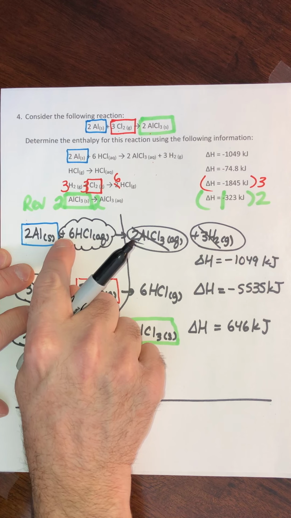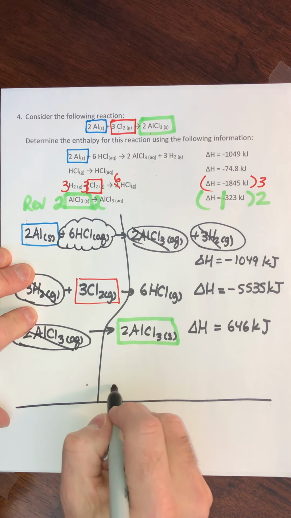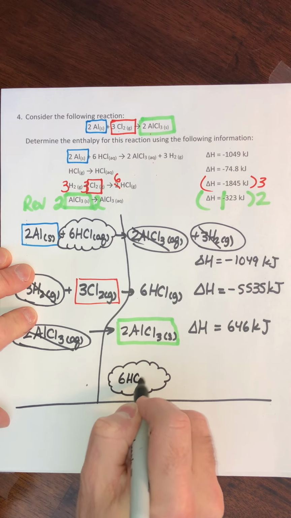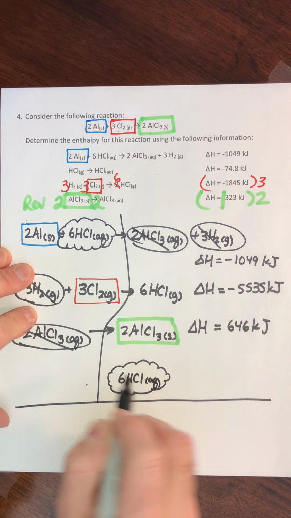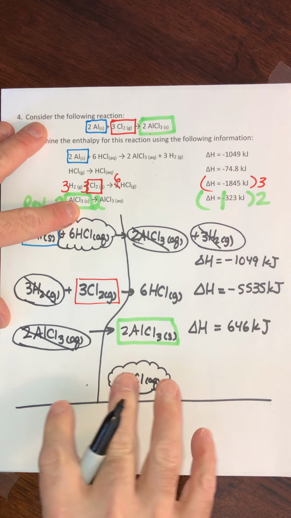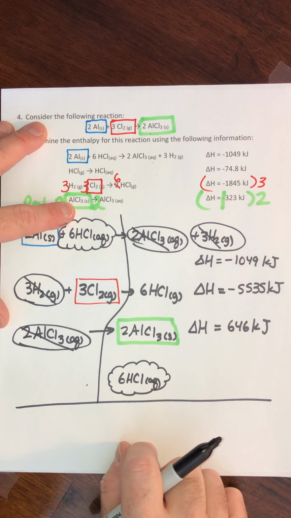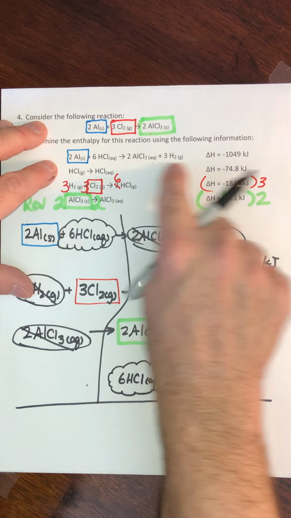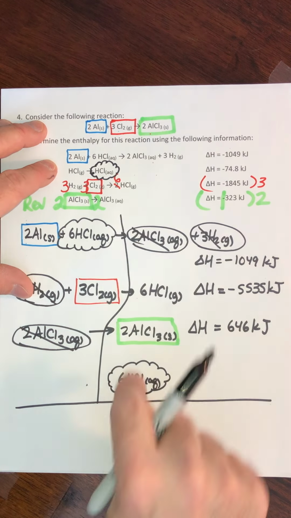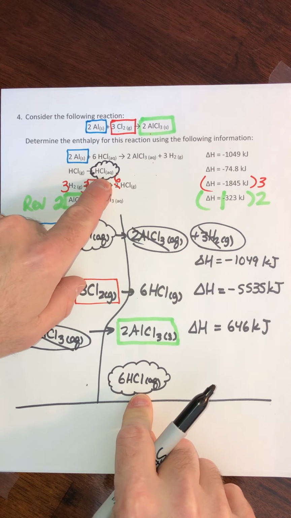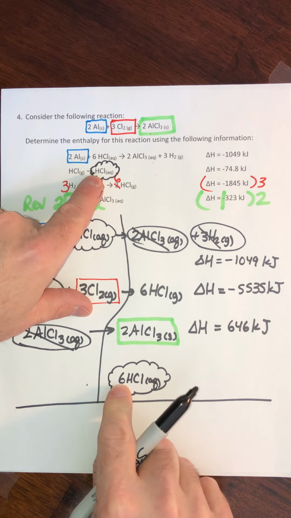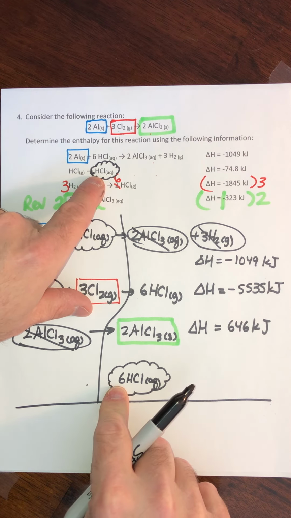If I want to get rid of my 6 HCl aqueous, I'm going to need a matching 6 HCl aqueous, but on the opposite side. These were reactants, so these are products. This tells me what I need to do to the last equation. If I look at my last equation, I do have the aqueous as a product. I need it to be a product, and it is a product. But I don't have the right number. I need to have 6, but there's only 1.